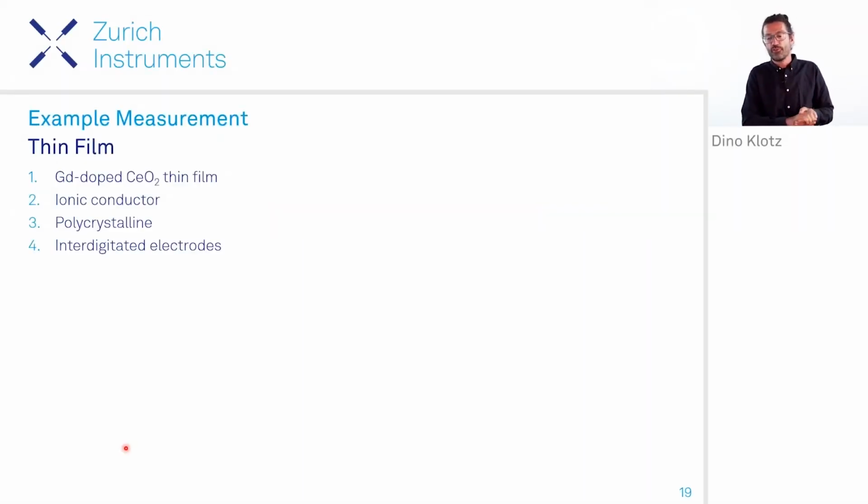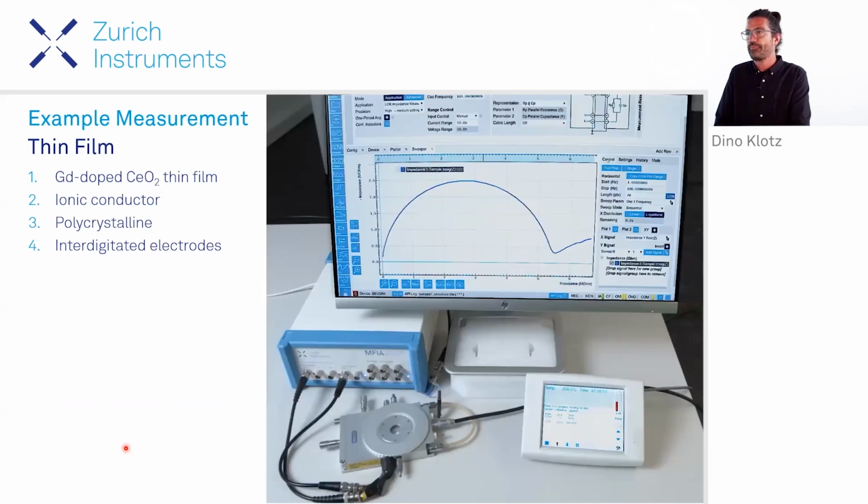Now I want to introduce today's measurement example. It's actually a thin film of gadolinium-doped Ceria, which is a very good ionic conductor. We have it as a thin film that is polycrystalline, and we contact it with interdigitated electrodes. And you can see here the temperature stage at 300 degrees.